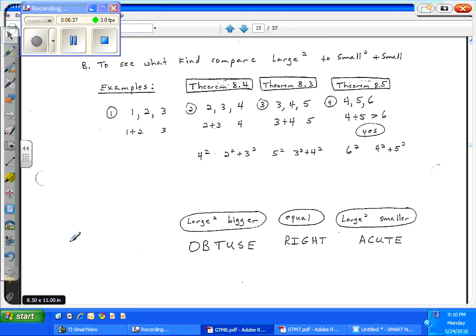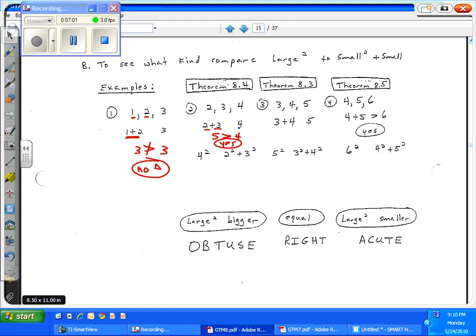First of all, we got to check to see if it's a triangle. If the sum of the smaller two sides is not greater than the third side, then it is no triangle at all. So 2 plus 3 is 5. That is greater than 4. So yes, it is a triangle. That tells us it is one.